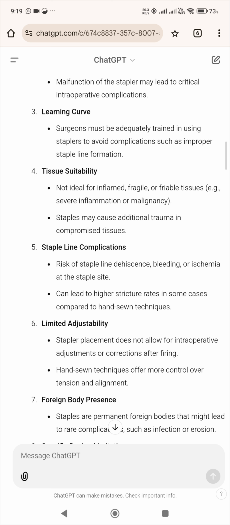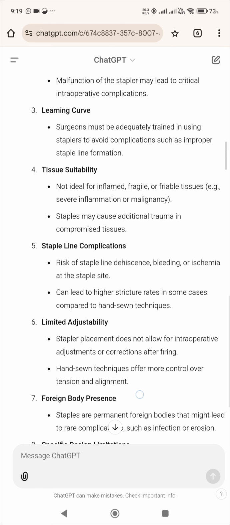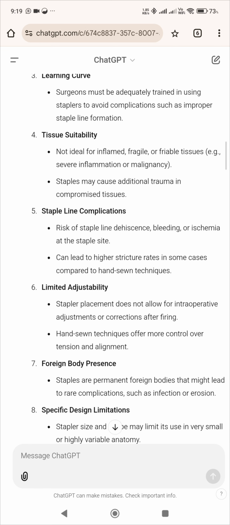4. Tissue suitability. Not ideal for inflamed, fragile, or friable tissues, e.g., severe inflammation or malignancy. Staples may cause additional trauma in compromised tissues. 5. Staple line complications. Risk of staple line dehiscence, bleeding, or ischemia at the staple site. Can lead to higher stricture rates in some cases compared to hand-sewn techniques.